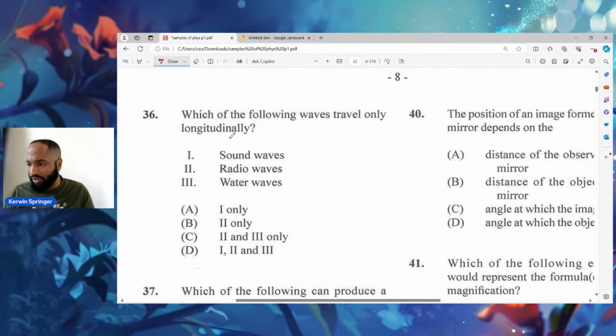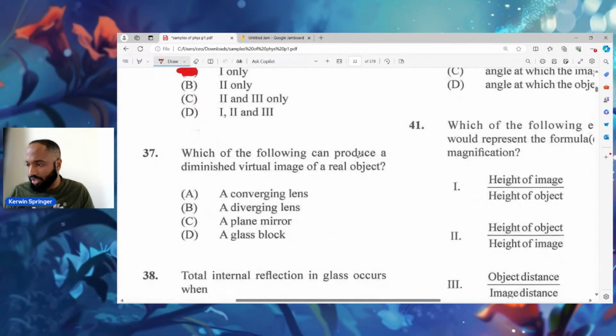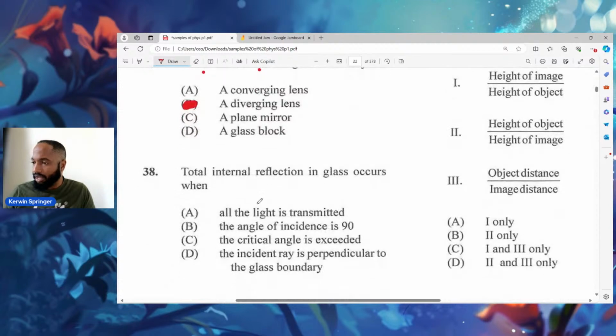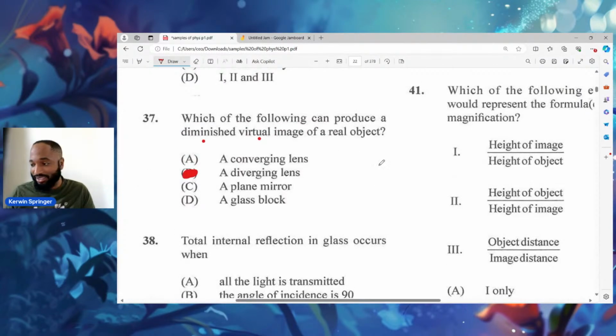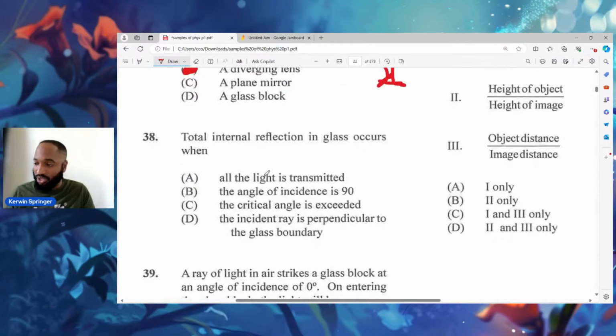Which of the following waves travel only longitudinally? Sound. Which of the following can produce a diminished virtual image of a real object? That was a lot of words there. Diminished, so smaller, and virtual: a divergent lens, plane mirror, a glass block. A divergent lens. Divergent lens is the answer. This actually came in the exam. The image that you all had to draw, I think you all had to do one with a divergent lens, and I'll do the solutions, and you can check it out.